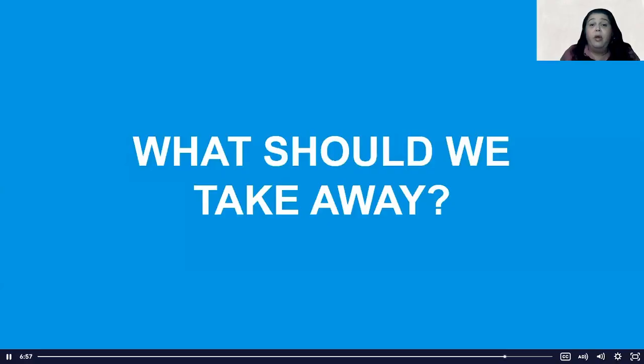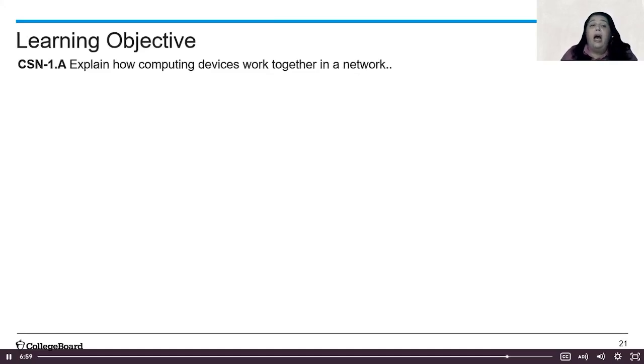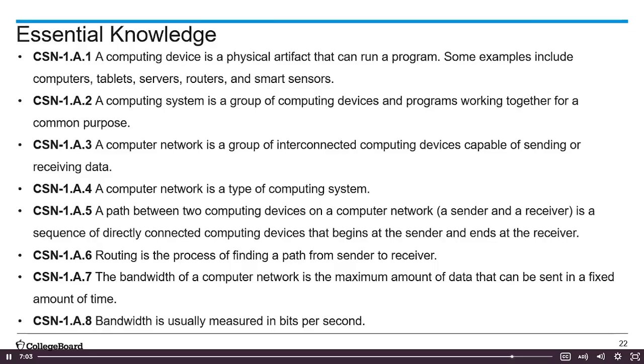Okay. So, what should you take away? How computer devices work together on a network. Looking at physical devices like a laptop, a cell phone, your smart devices like your sensors, looking at what a computer network is and the paths that they take and how routing or routers help to form that path so we can get from sender to receiver. And when we jump on the highway of information, let's not forget about bandwidth, okay, measured by bits per second.